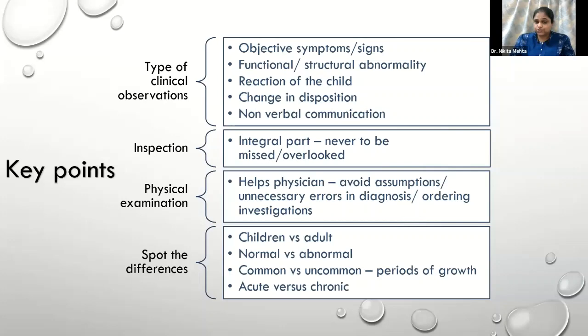So the key thing to do is to spot the difference. What difference? Children versus adult, normal versus abnormal, common versus uncommon symptoms and features pertaining to various periods of growth of children, from neonate, infant, toddler, school-going child, or an adolescent. And last but not the least, the difference between acute versus chronic diseases, how to spot the difference in them.